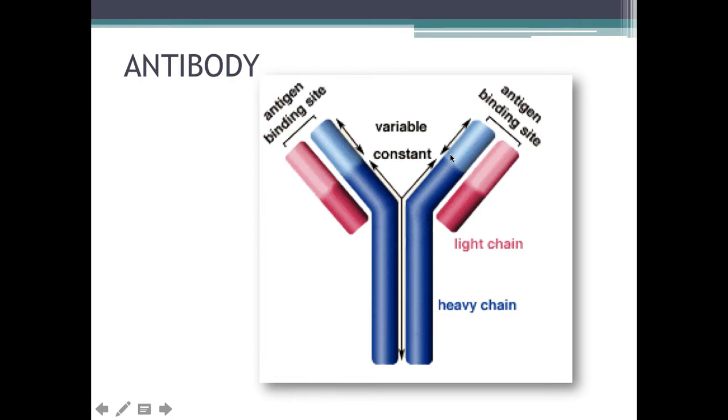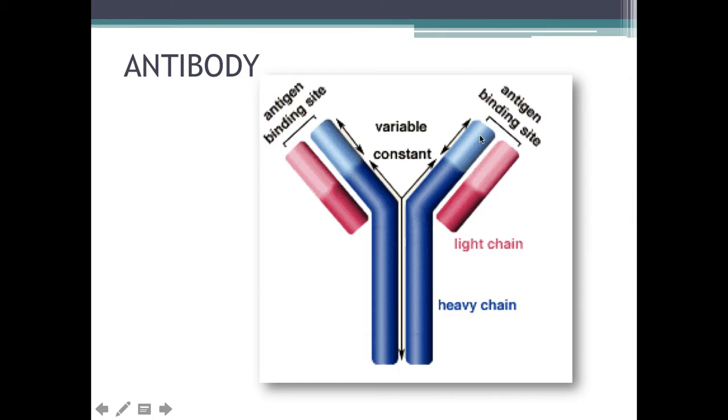First, you will notice that the variable region is located in this area of the antibody, which means that this is the part of the antibody which may vary or which may change. Why does it need to vary? Or why does this area need to change? Now, this is the part of the antibody which actually binds to the antigen. Therefore, this is the part that should change in order to fit into the antigen. Thus, this area is known as the variable region.